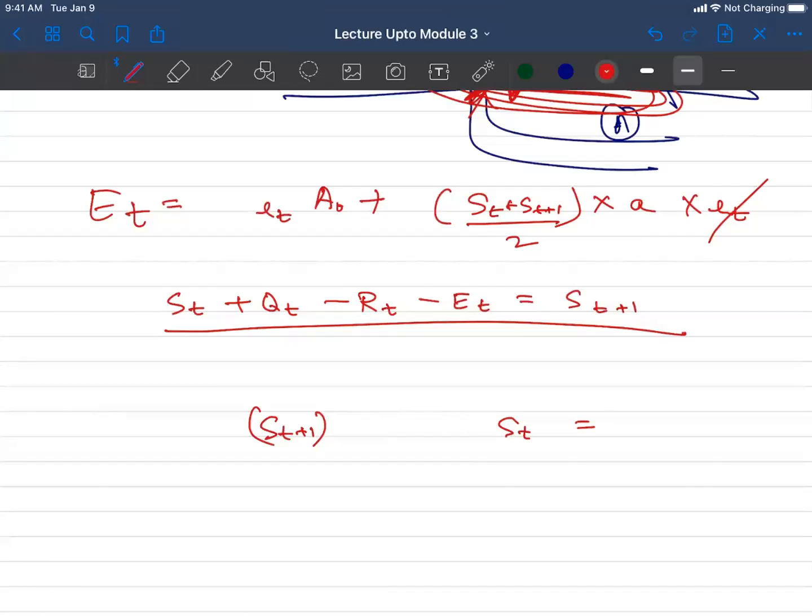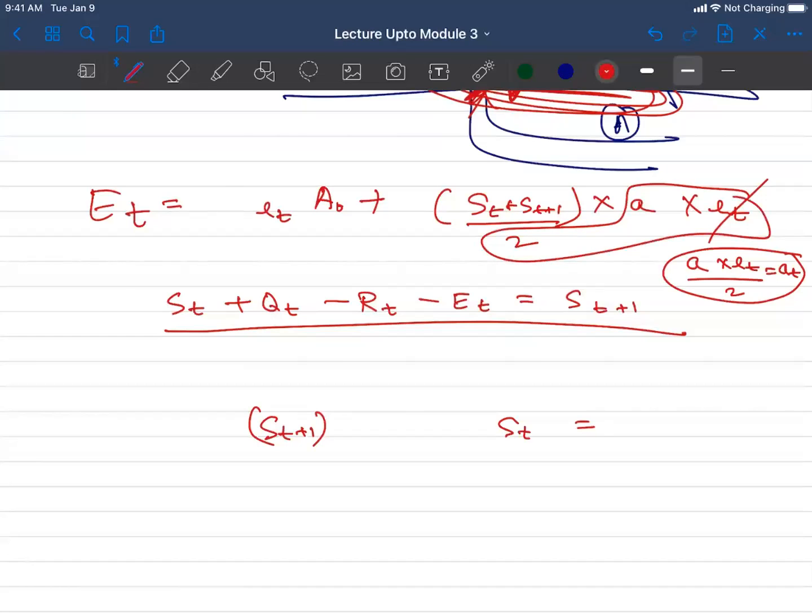Shazib. Sir, ST bracket then 1 minus A by 2, into, then plus QT minus RT equals just ST. Just a minute. You can further simplify. Let us assume that A multiplied by ET by 2 is equal to AT. We don't want to deal with any fractions. We are just saying that we can put this together into another simplified term AT. Simplify this a little more, because we have to ultimately write a code in Gecko.